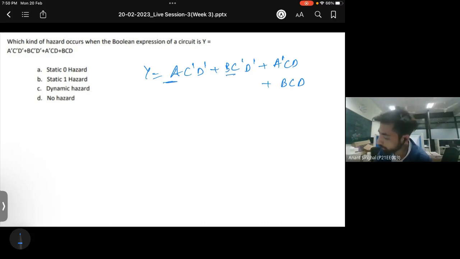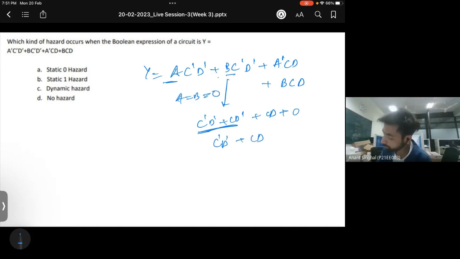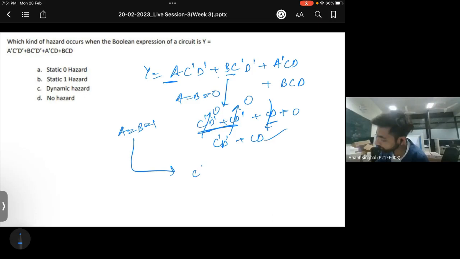Suppose I take a as 0, b as 0, this will give c bar d bar plus c bar d bar, then cd plus 0. So there is no error, c bar d bar is fine. If I take a as 1, sorry, b as 0, we will be left with only cd. If we take both as 1, we'll be left with c bar d bar. There is no error for a and b. You can check the same for c and d also.